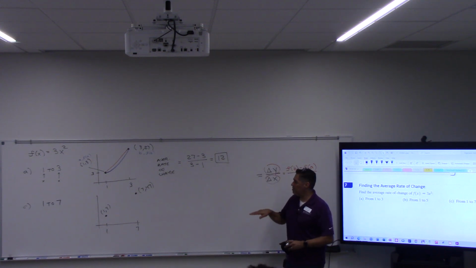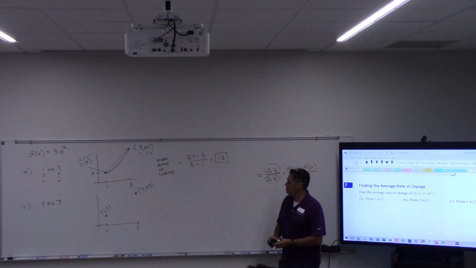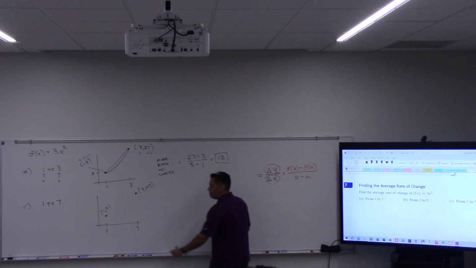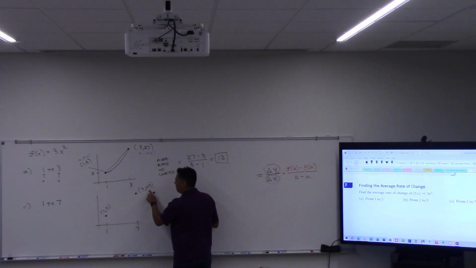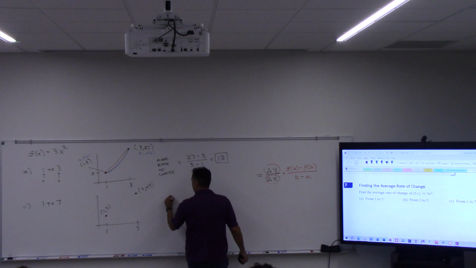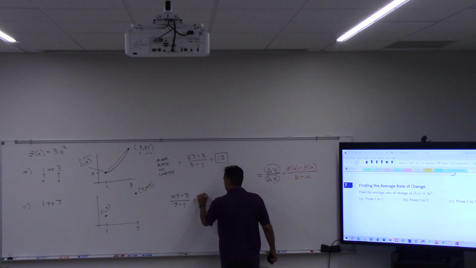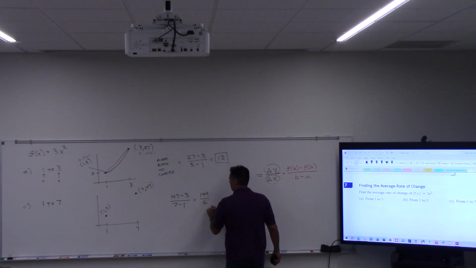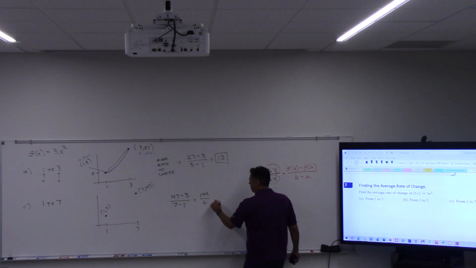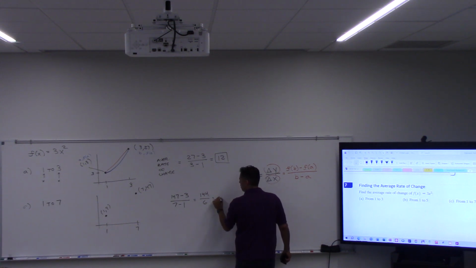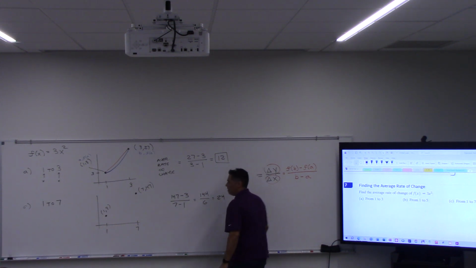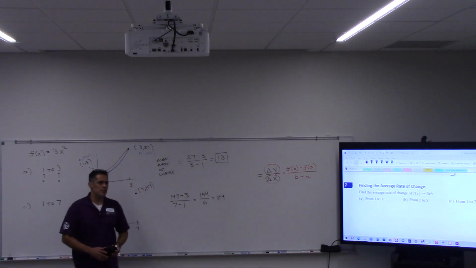All right, that's just plugging 7 into the function. This is your a, f of a. This is your b, f of b. Calculate the formula. You're going to get what? 147 minus 3 over 7 minus 1. 144 over 6. Does it go in? 24? Yeah? 24. Okay. Any questions there? Average rate of change.